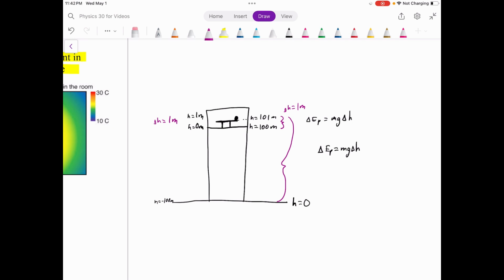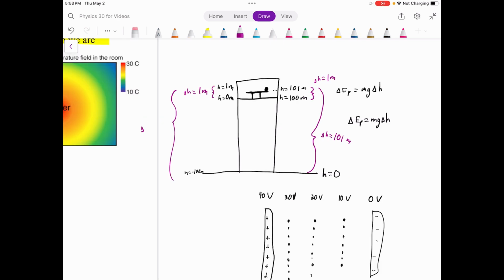And even to go from here to the ground, it's still the same as using this arbitrary height of 0, right? Because over here, to go from 101 to 0 is a change in height of 101 meters. On this side, to go from 1 meter to negative 100, that is also a change in height of 101 meters, right? So it's still the same change in height, no matter what we're defining as our reference point of 0 meters.